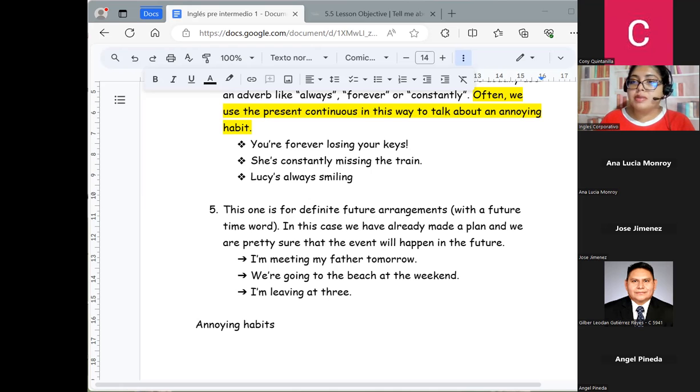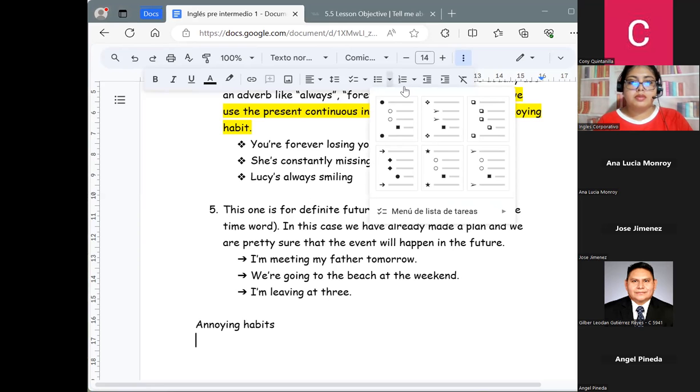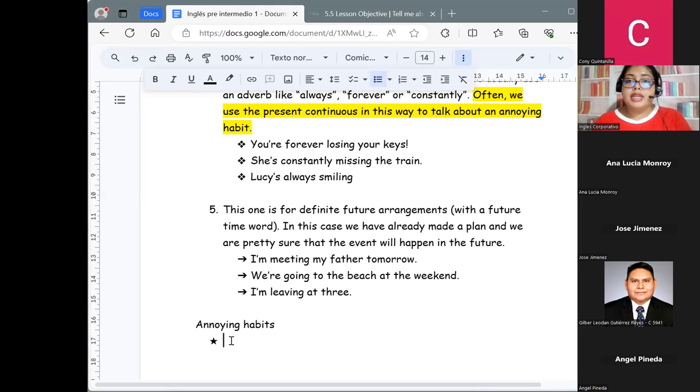Okay, I have some sentences here. So we are going to begin writing them because they are very interesting. So we are going to begin like this. First one, he's always getting up late.